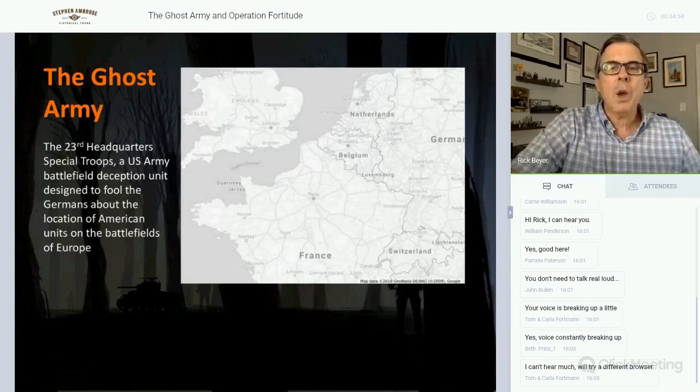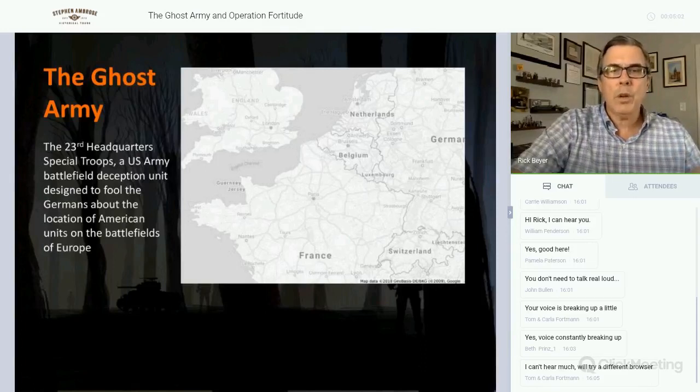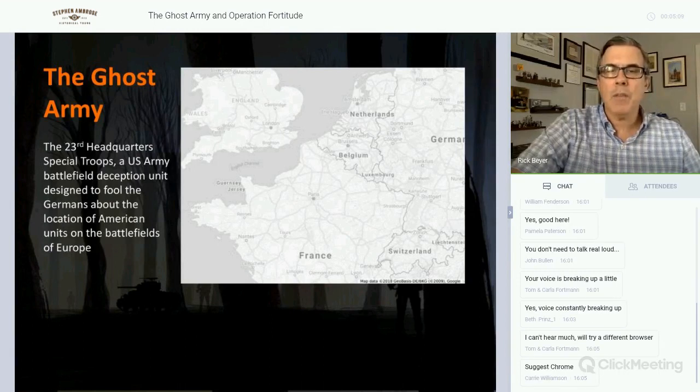By contrast, the Ghost Army is actually the story of a U.S. Army unit, the 23rd Headquarters Special Troops, a battlefield deception unit designed to fool the Germans about the location of American units on the battlefields of Europe. So at various times, the Ghost Army is doing deceptions in Normandy or in Brittany, over on the border of Germany and Luxembourg here, eventually up here near Dusseldorf.